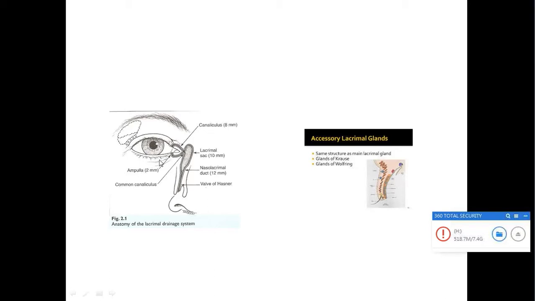Whenever we blink, there will be negative pressure created in the lacrimal sac, and when negative pressure is created, this puncta will dip into the lacus lacrimalis, and by negative pressure, the tears will get sucked into the lacrimal canaliculi and come into the sac. And with second blink, it will go down with the gravity into the nasolacrimal duct and come into the nose. This is the normal flow of the tears.